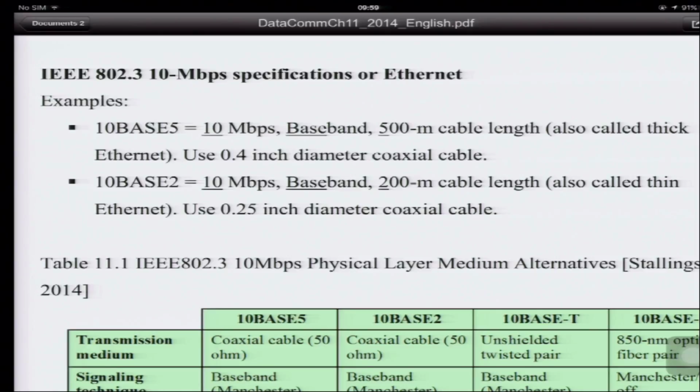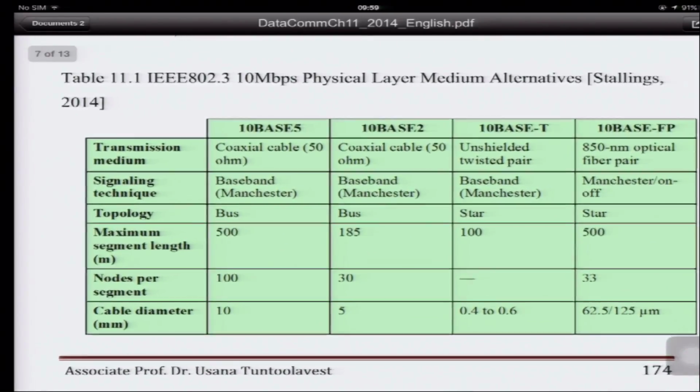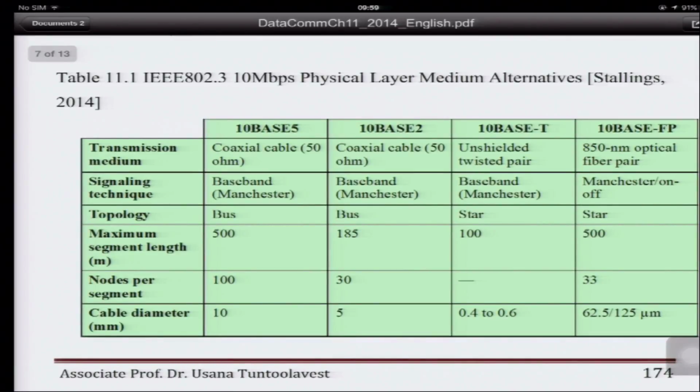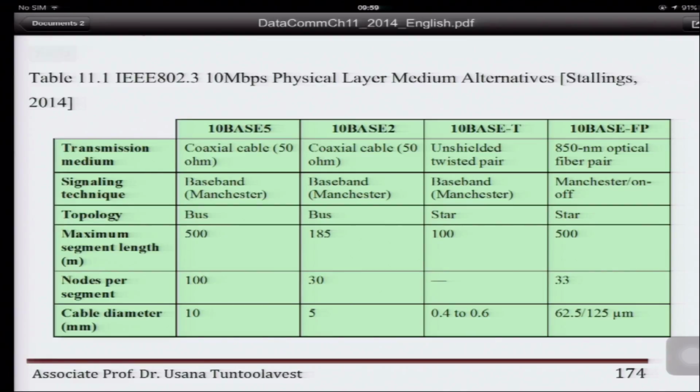2 is 200 meters cable length. And this is some of the standard in the physical layer. We have the medium, which can be coaxial cable. We can have the unshielded twisted pair, which is 10 base T. This is twisted pair, and we can have optical fiber, which becomes 10 base FP. So fiber pair, optical fiber pair, and we use Manchester as a signaling technique.